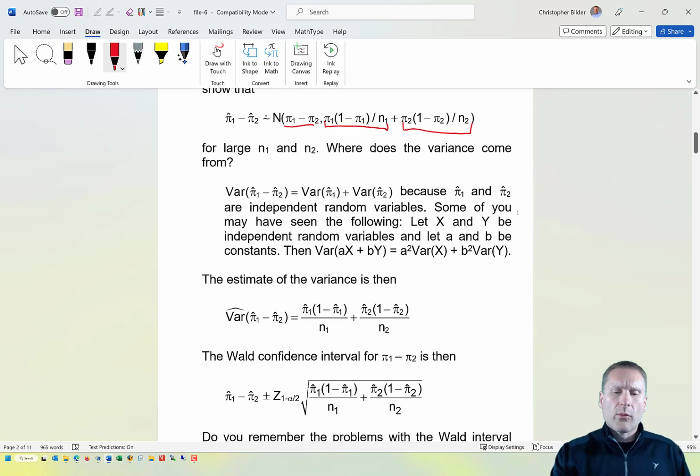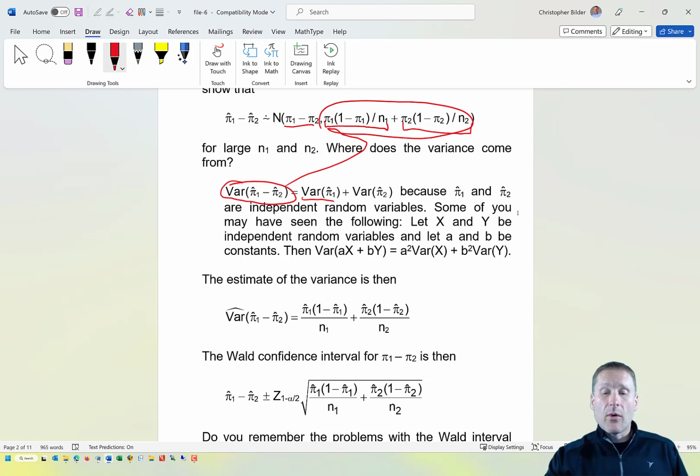But really briefly, what we're saying is that the variance of pi hat 1 minus pi hat 2, which is what we see here, is equal to the variance of pi hat 1 plus the variance of pi hat 2. Why? Well, it goes back to what is done in a mathematical statistics course, where if you had a random variable x, a random variable y, and some constants, let's say a and b, so these are numerical values, maybe like the number 3 or number 4.